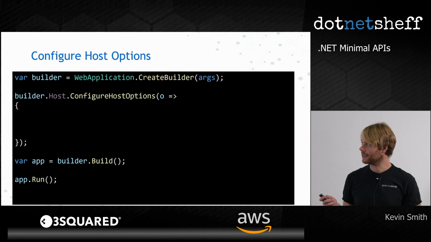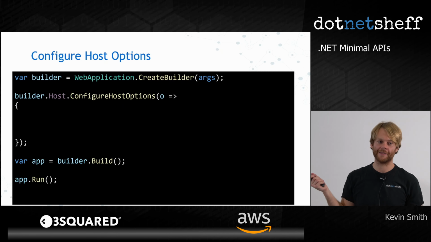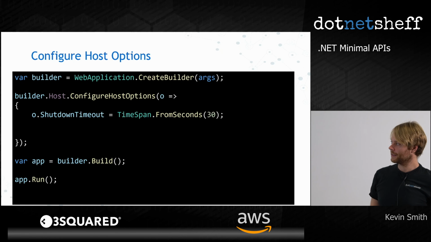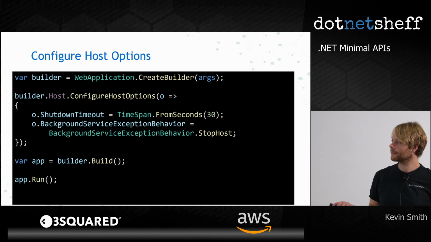You can also configure the host. Off the builder, you have a .host, and it has configure host options on it. You can change things like the shutdown timeout. So when you terminate this application and get a shutdown signal, you can say I want it to take at least 30 seconds before terminating. If you've got some long-running requests, you don't want them to be chopped off straight away. You want them to gracefully complete and then shut down. So you can change the timeout to be whatever suits your business.